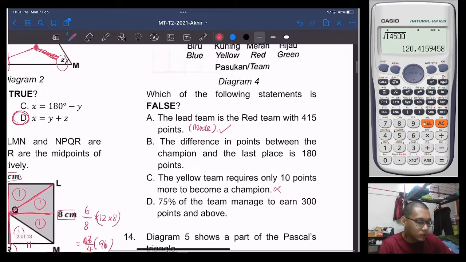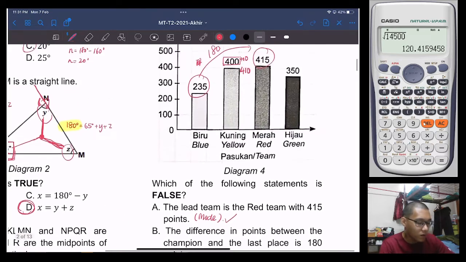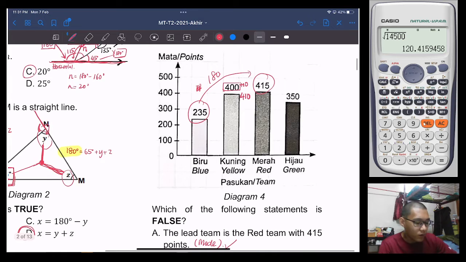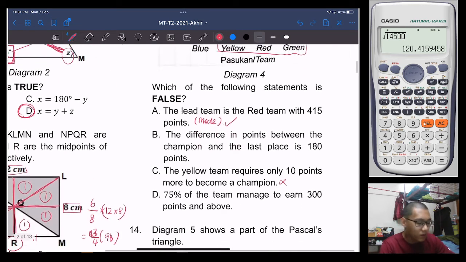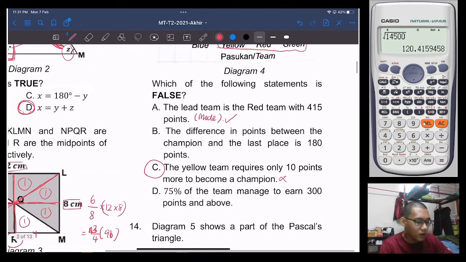And the last one, 75% of teams managed to earn 300 points and above. Is it correct? We have 3 teams from a total of 4 teams. Is that 75%? Yes, correct. So the answer is C, the fourth statement.